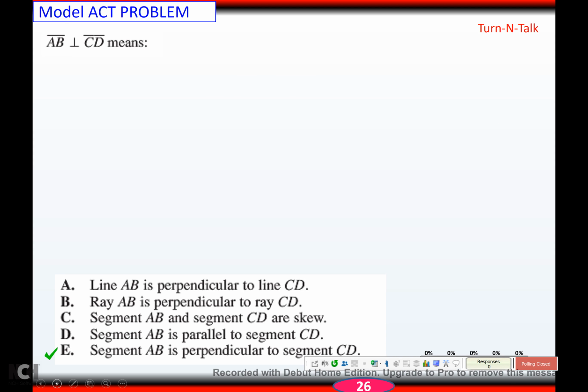And this symbol means perpendicular. This means line segments. So you're not saying line AB and line CD. Those would have to have arrows on both ends. You're not saying ray because you'd have to have an arrow on one end. Skewed would have to mean that they're parallel, not even perpendicular. Segment AB is parallel to segment CD. No, they're not parallel, but it's segment AB that's perpendicular to segment CD.